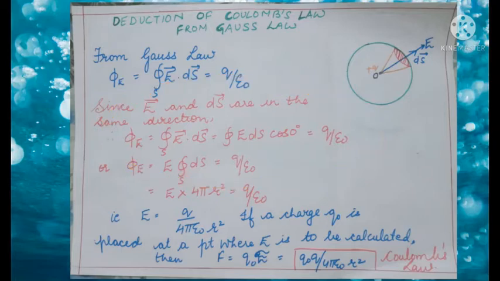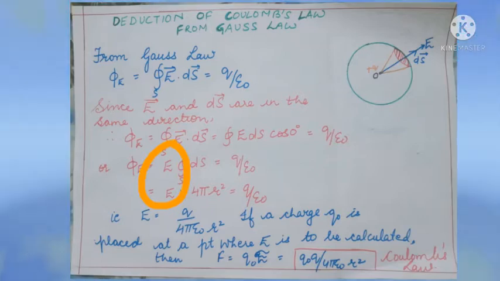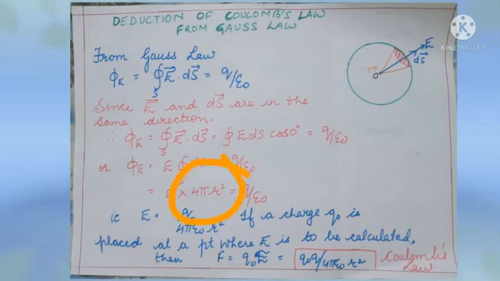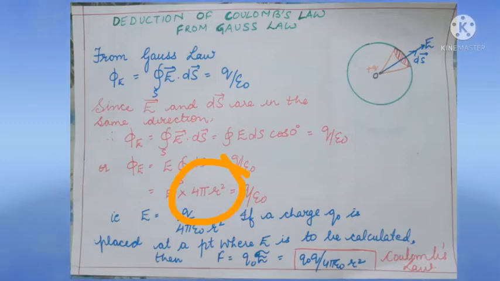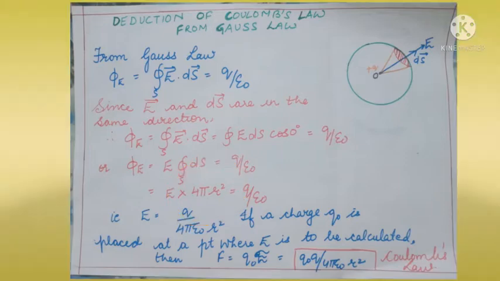Now children, as the electric field is constant for a positive charge, therefore we shall take it outside the integration sign. Now we are left with ds integral, and as you all know, the surface area of a sphere is given by 4 pi r square. On inserting the value of integral ds, we will get E into 4 pi r square is equal to q over epsilon naught. Keeping E on the left side, we'll get the result E equal to q over 4 pi epsilon naught r square.